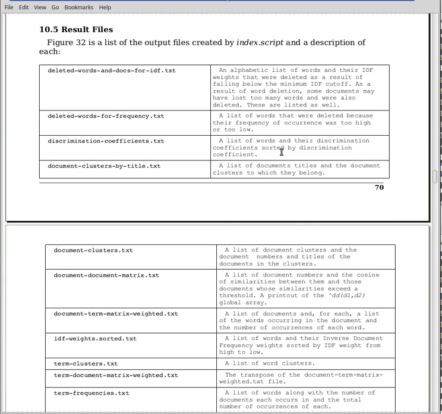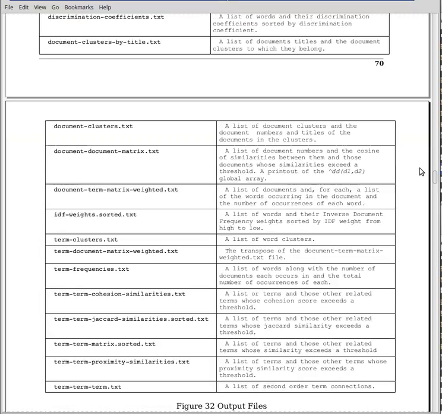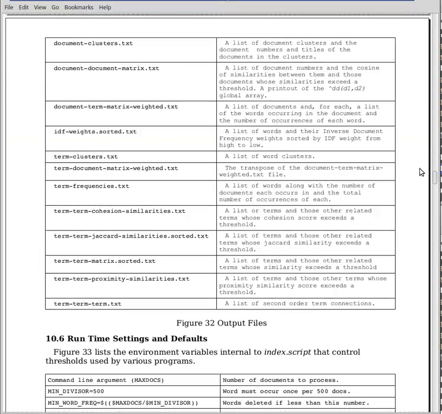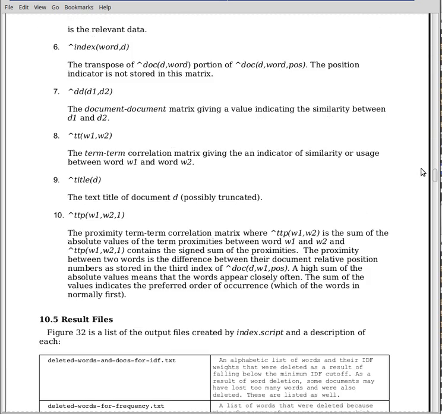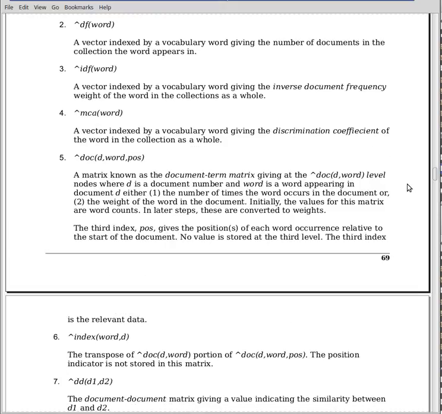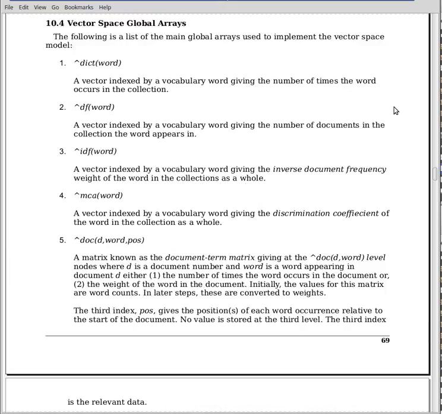There will be a number of result files that are created. This is kind of a tabular list of what's being created. We won't go into them now. There are a lot of them. So you can look at the intermediate results. Anyway, we will look at those as we're creating them. So the next thing is we will actually look at the code. And the first piece of code is the document term matrix.mumps.